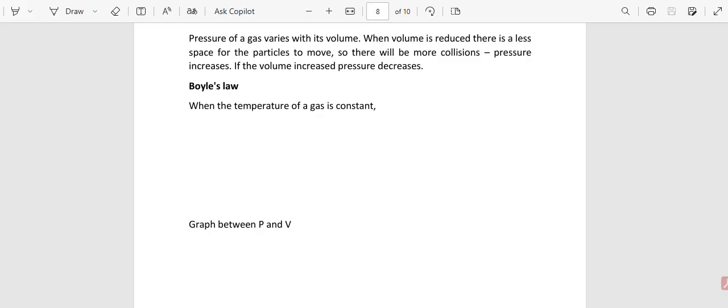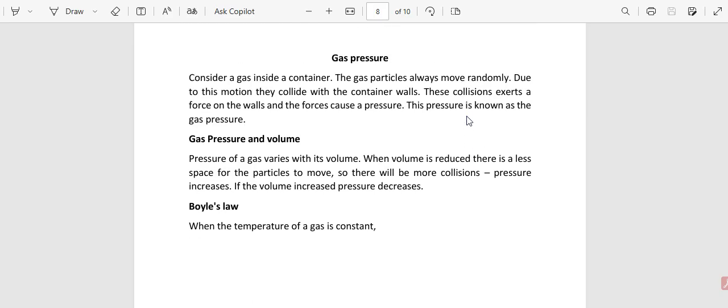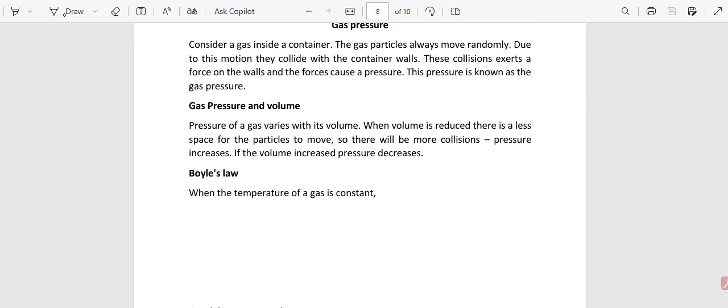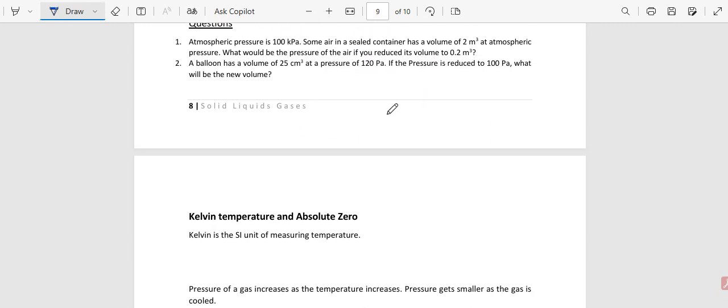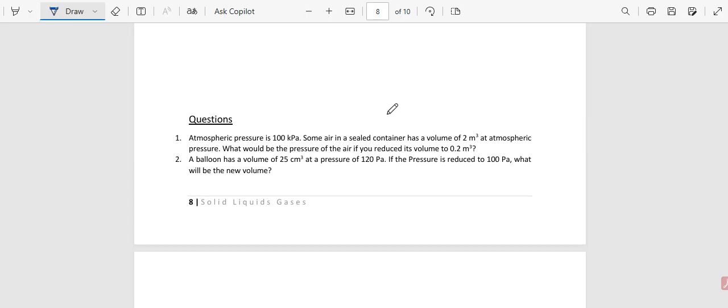Right. Okay. We discussed Boyle's law. Boyle's law means how the gas pressure is changing with the volume. We discussed that when the pressure increases, the volume decreases. So therefore, we can write this equation: P1 V1 equals P2 V2. That one we discussed, right? And we did these two questions as well, I guess.